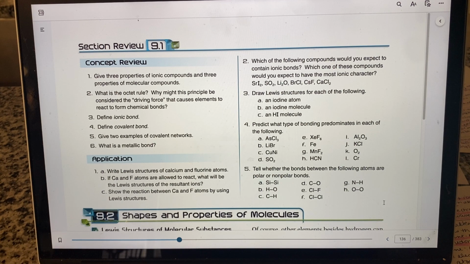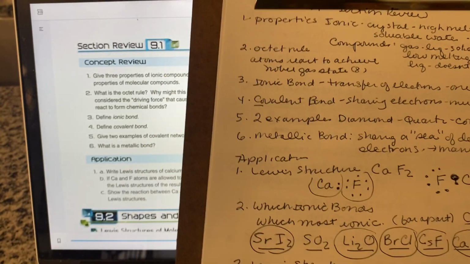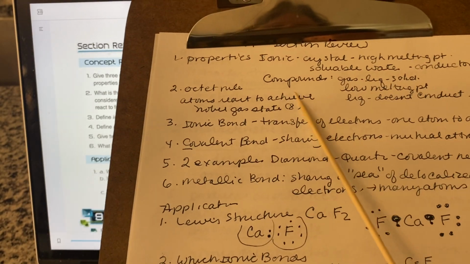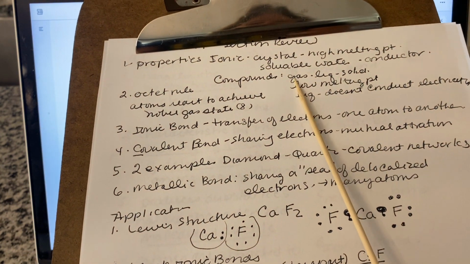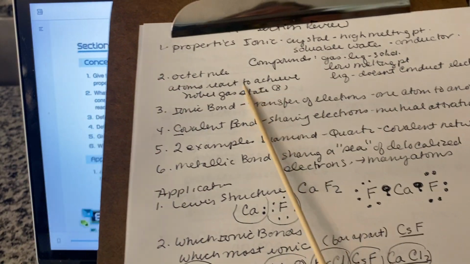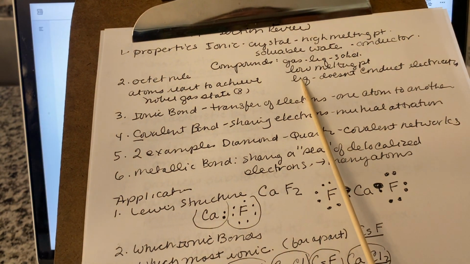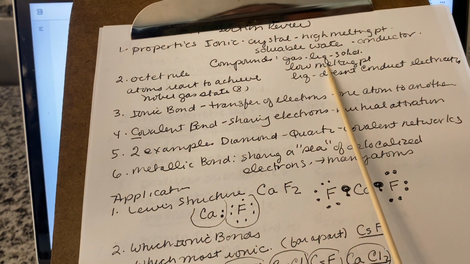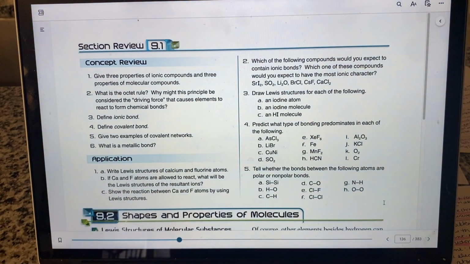So, concept review. Give 3 properties of ionic compounds and 3 properties of molecular compounds. What did we say? Let's see if you can see right here. Okay, properties here. Ionic compounds are crystal-like, and they have a high melting point. They're soluble in water, and they're good conductors. And on to the molecular compounds. Molecular compounds are the opposite. They have a lower melting point. They're gas, liquid, and solid. So they're a little different. Those are the 3 characteristics to give.